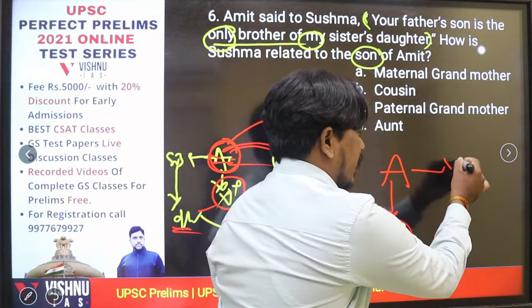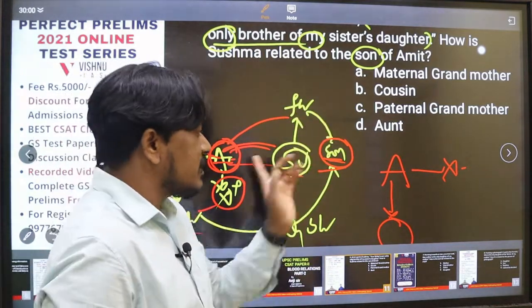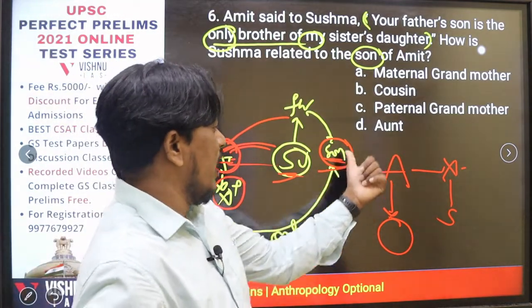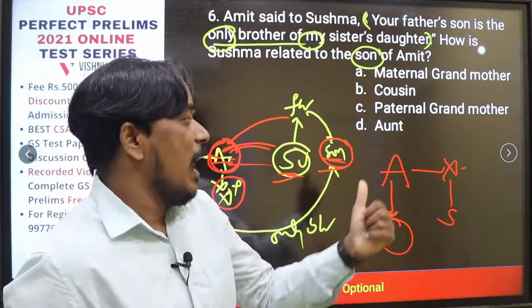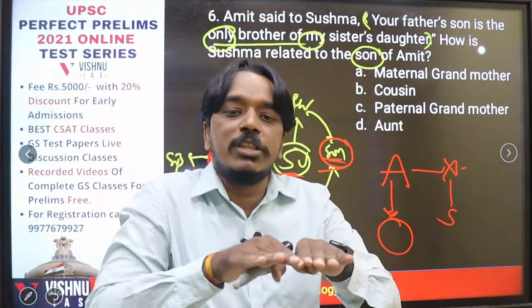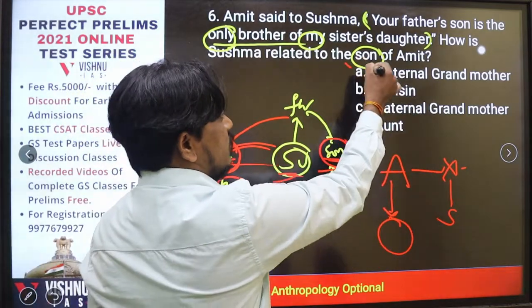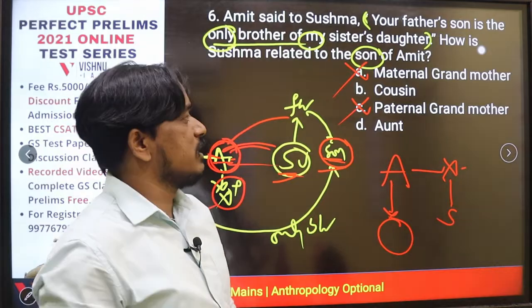Amit's brother or sister, you can take here, X, may be brother or sister, whatever. This particular father, that person's son or daughter is Sushma. Sushma and this person, everything will be in this generation. That means finally Amit's son and this Sushma are both the same generation. What relation will you get according to the data? Grandmother is not possible, eliminate. Grandmother, maternal or paternal, whatever, is not possible.